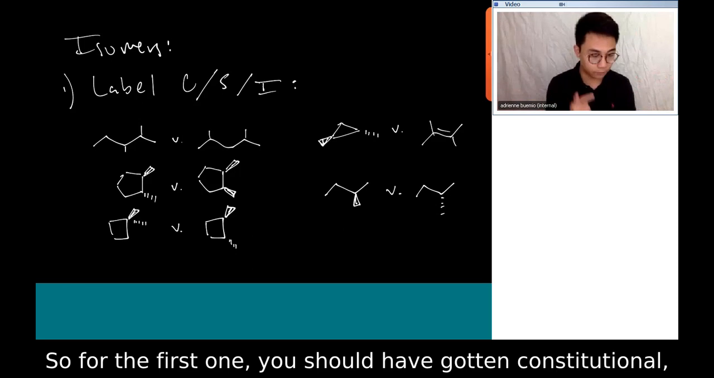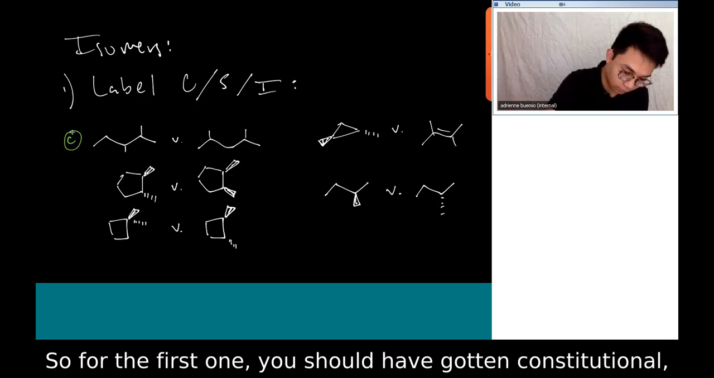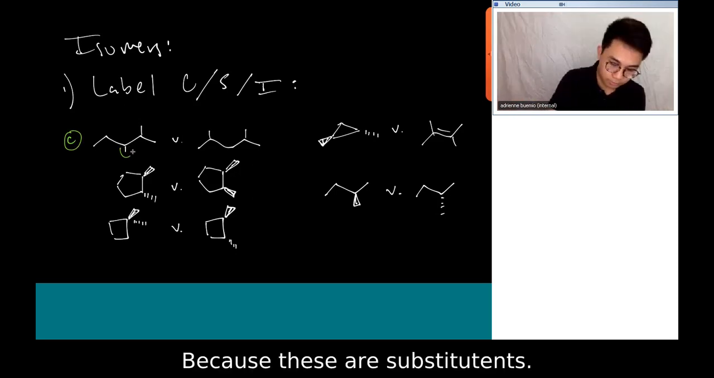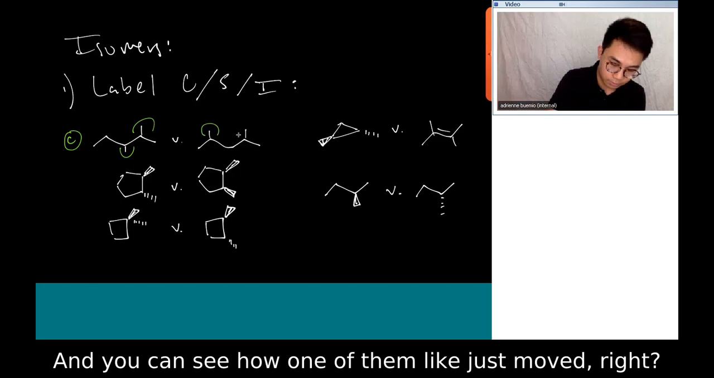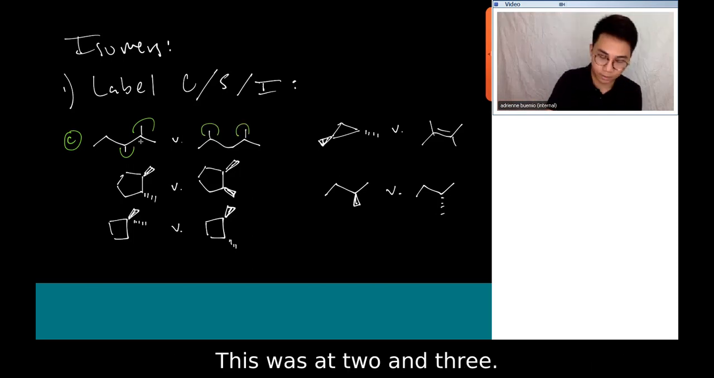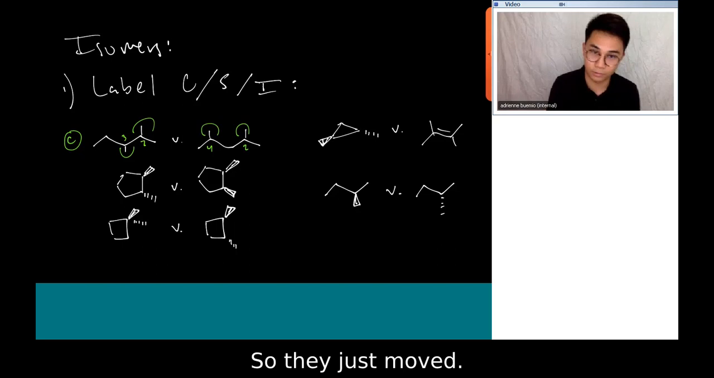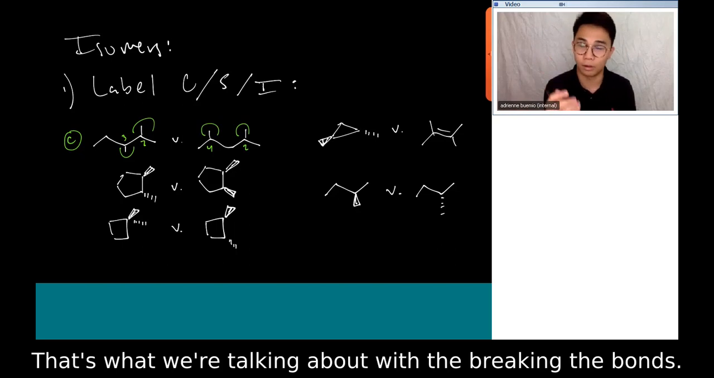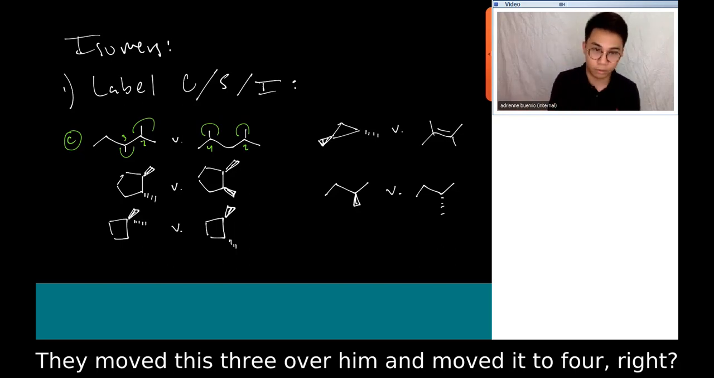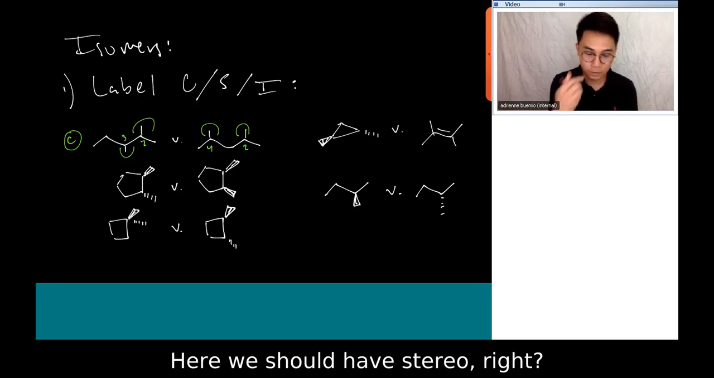You have to compare, are these two stereoisomers, constitutional isomers, or are they just exactly the same, right? So for the first one, you should have gone constitutional, right? Because these are substituents, and you can see how one of them just moved, right? This was at 2 and 3. Now they're at 2 and 4, right? So they just moved. That's what we're talking about with breaking the bond. They moved this 3 over here, moved it to the 4, right? Broke it.